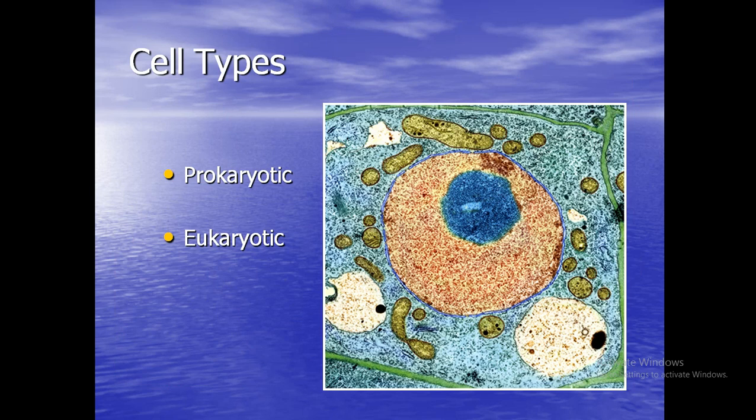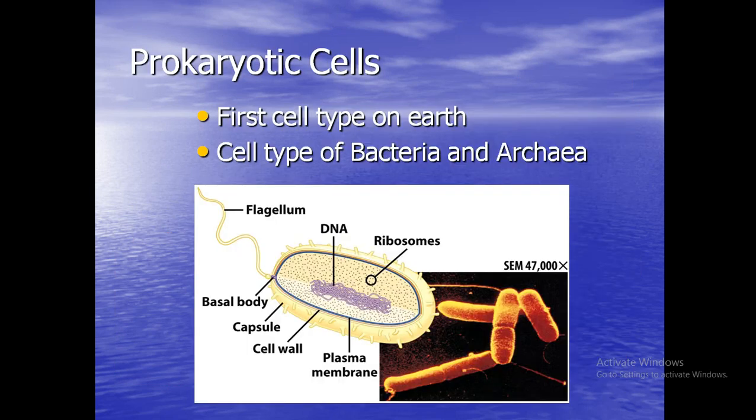Again coming back to the classification of the cell. There are two types. One is prokaryotic and another one is the eukaryotic. If you look into the evolution of the cell, the first cell type which evolved on this earth is prokaryotic cells. Even today many organisms are having prokaryotic cells, especially the cells of many bacteria and archaea. They are prokaryotic cells.